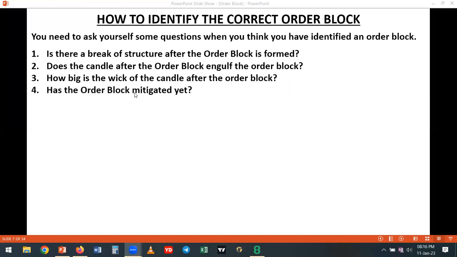So you're going to go right away to pick up a chart and identify the order blocks. Try to refine these order blocks to lower time frame. Then look to see if these order blocks actually obey these four questions, actually give answer to these four questions that need to be asked.